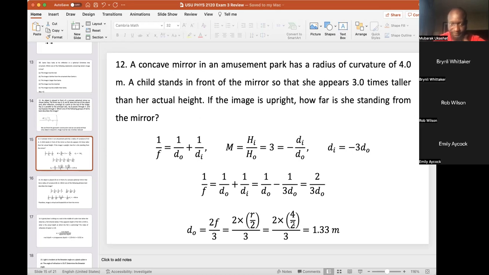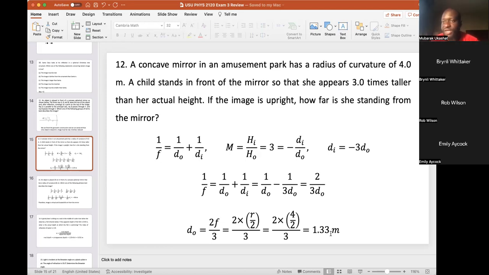So I put that here, 2 times 2 over 3 becomes 1.33 meters. That becomes the object distance. And this makes sense because for you to have an upright image in a concave mirror, you have to have a real image formed in front of the mirror. And for that, you have to be between the focal length, or the principal focus, and the mirror. So if the focal length is 2 and you are standing 1.3 meters away, you are between the focal point and the mirror. So you're going to have a real image that is upright for sure. So it makes sense.